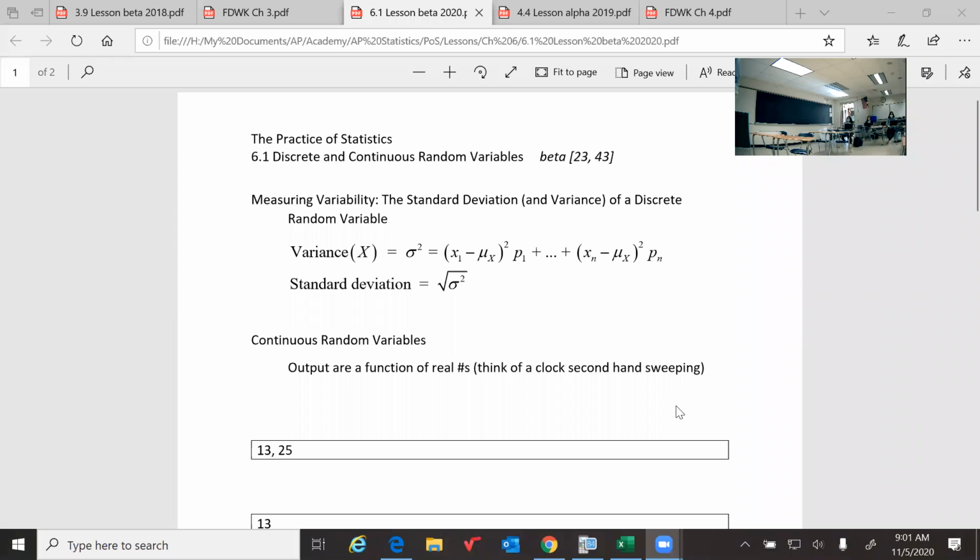So this is 6.1, the beta lesson, and we're going to focus on measuring the spread. Spread and variability are synonymous. So you have the standard deviation, and the heading of the book is, in parentheses, and variance. Let's make sure we understand what variance is. Variance is a measure of variability.